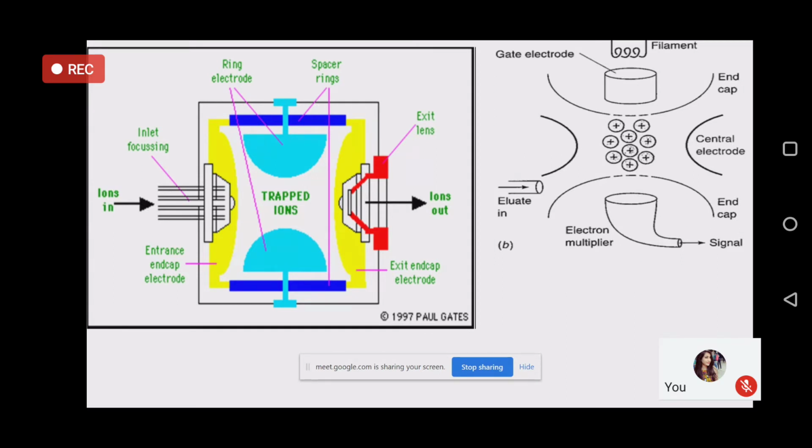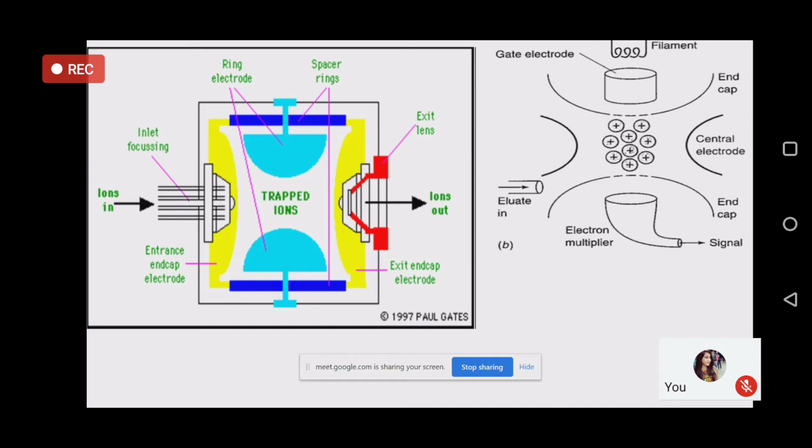So as you can see, there are two types of electrodes. As you can see on the screen, the diagram for the ion trap is there. You can see the two electrodes, the ring electrode and the cap electrodes.